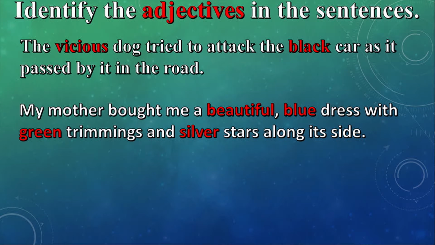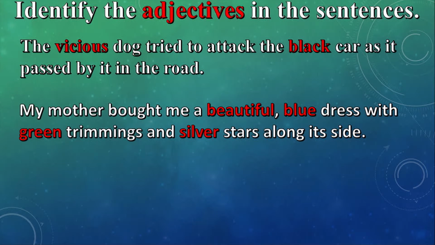Good. So we have beautiful as our first one. So beautiful and then blue, both describing the dress. Beautiful is telling you the fact that the dress is a very nice dress, a very pretty dress. Good. The blue tells you the color of the dress. So if it was beautiful red, then you would know it's a nice dress, and the dress is red instead. This time it's telling you that the dress is blue, right?